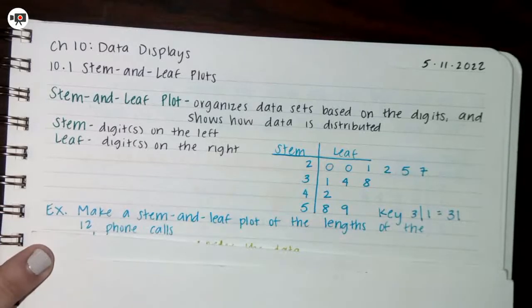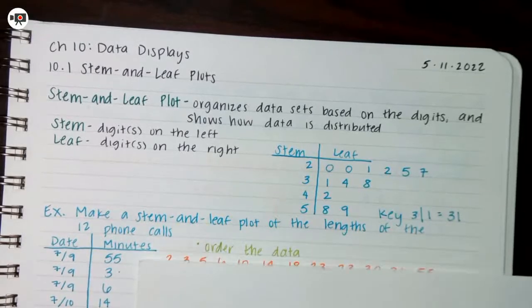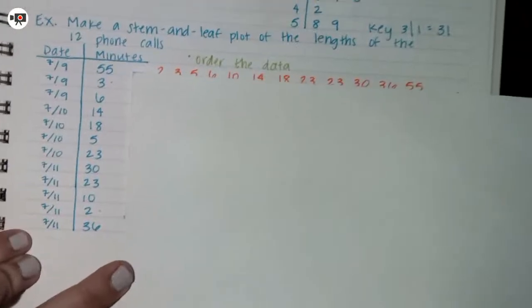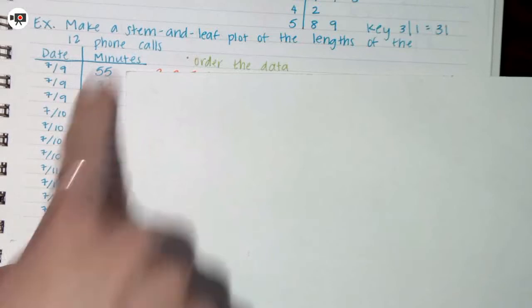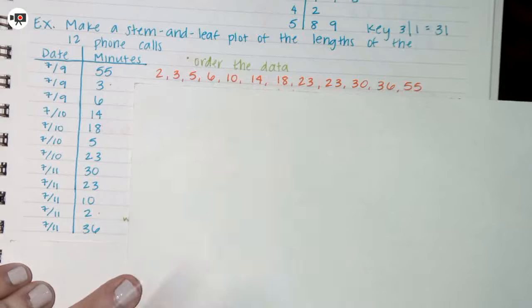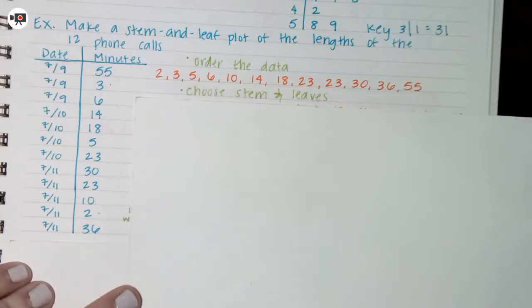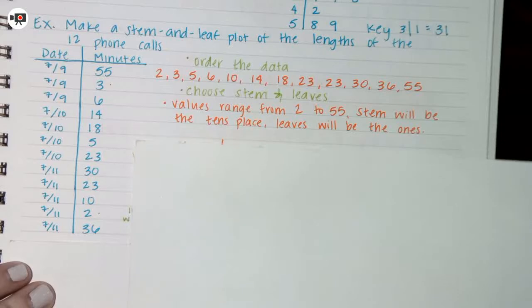So we're going to make a stem and leaf plot that shows the length of the 12 phone calls. So here we are given all of this information for all these days and the minutes that were spent on the phone. First thing we're going to do is order the data. So I put it in order, least to greatest. Now I need to decide what is going to be in the stem and what is going to be in the leaves. So because our values range from 2 to 55, the stem will be the 10's place and the leaves will be the 1's.